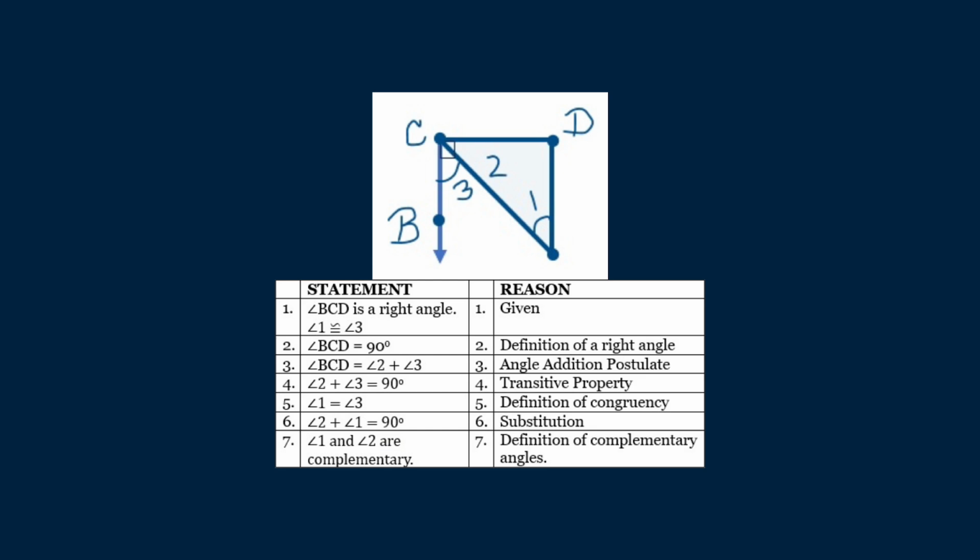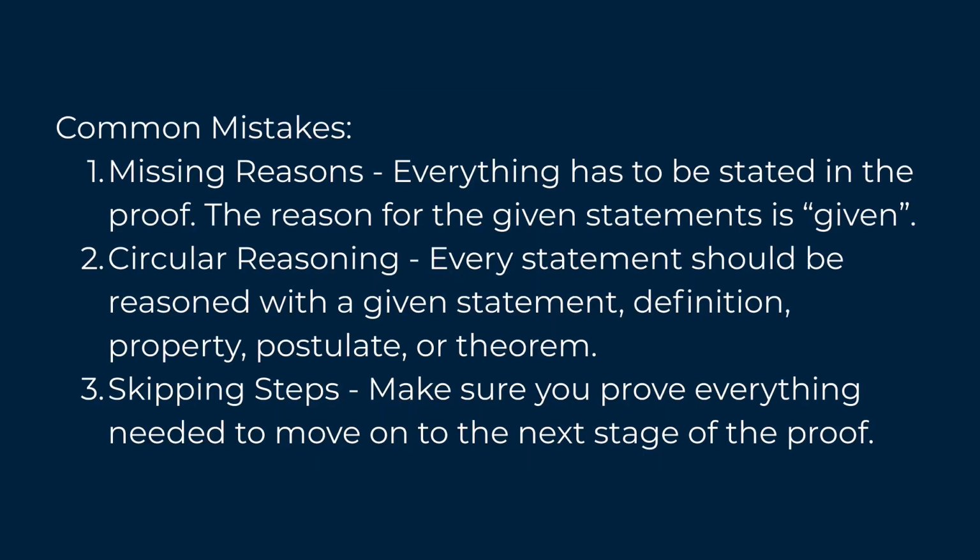Now, some common mistakes. You have missing reasons. Everything has to be stated in the proof. All statements have a reason. The reason for the given statements is just given. You're just given the statements, so you don't really have to prove that it's true. It's already given for you.